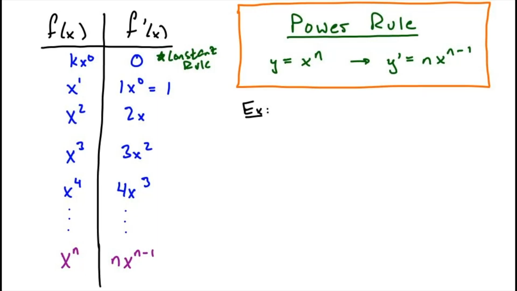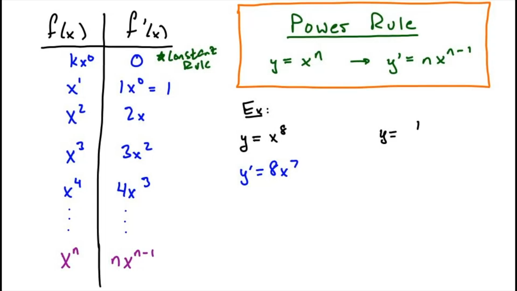Let's start with something akin to what we have in the table here. Y equals x to the 8th. Power rule says we take the derivative by just multiplying by the power and subtracting 1 from the exponent. That should get us y prime is equal to 8x to the 7th. Right. Second example, a little bit harder.